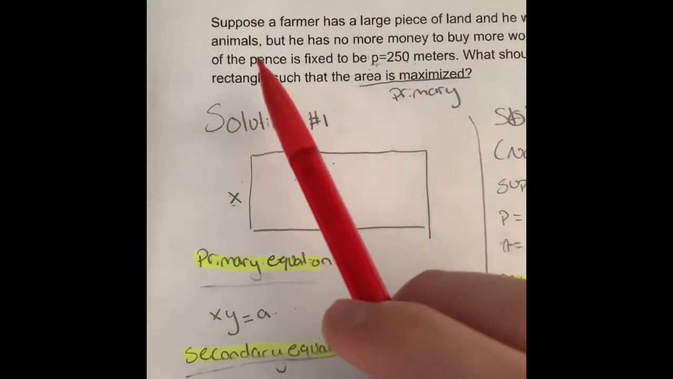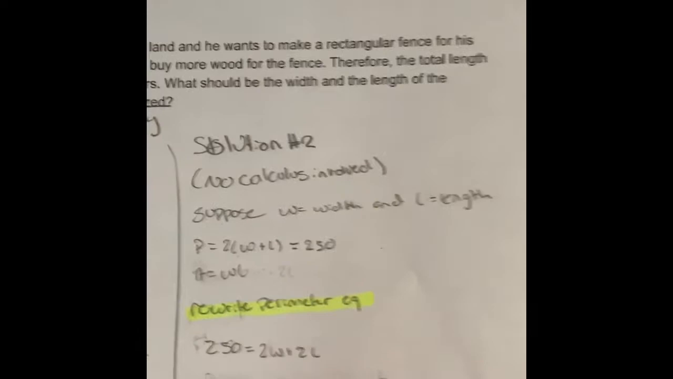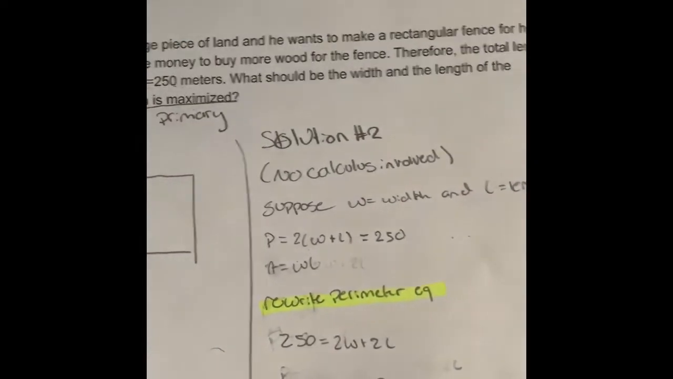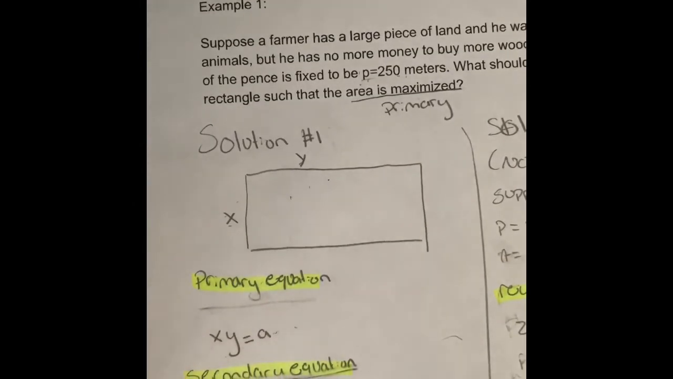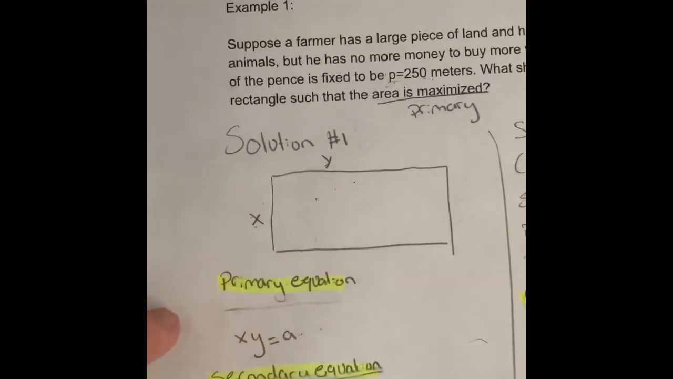So I have one example here. Suppose a farmer has a large piece of land and he wants to make a rectangular fence for his animals. But he has no more money to buy more wood for the fence. Therefore, the total length of the fence is fixed to be P equals 250 meters. What should be the width and length of the rectangle such that the area is maximized?